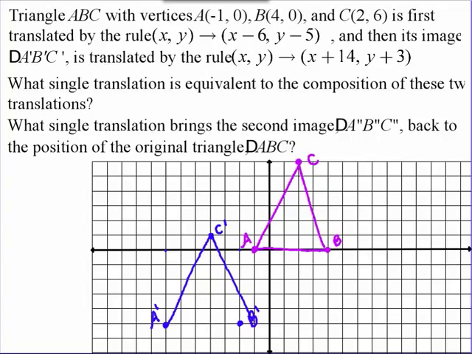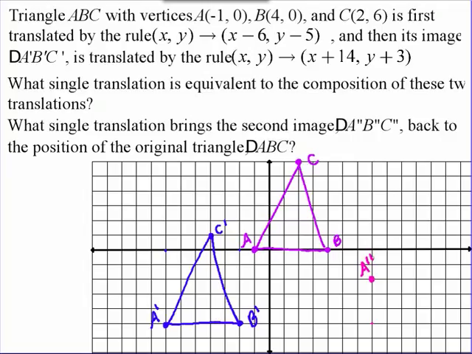Oh, a little off on that one. Let's try that one again. I do that a lot. There we go. Now I'm going to translate this by the rule x plus 14, y plus 3. So what do I do with each of these? X plus 14. So here I'm at 1, 2, 3, 4, 5, 6, 7, 8, 9, 10, 11, 12, 13, 14. And then I'm going to go up 3. Wow. So this is a double prime. Notice we use just another prime.